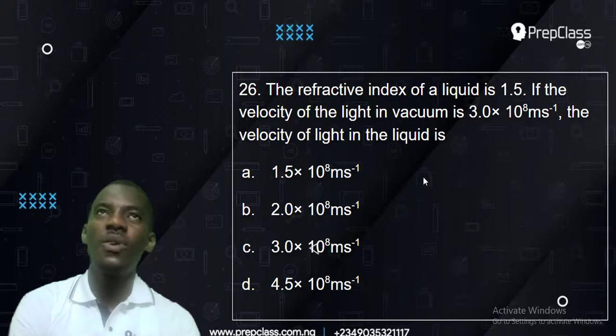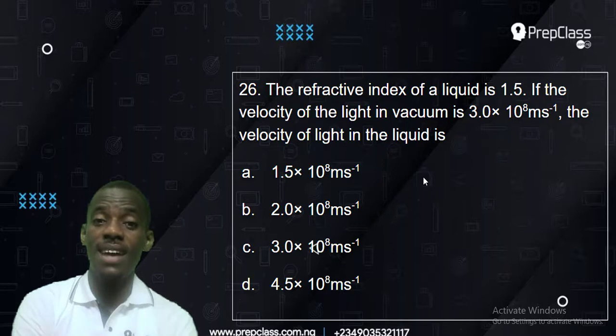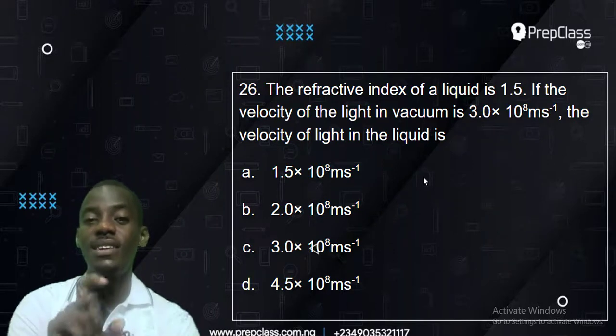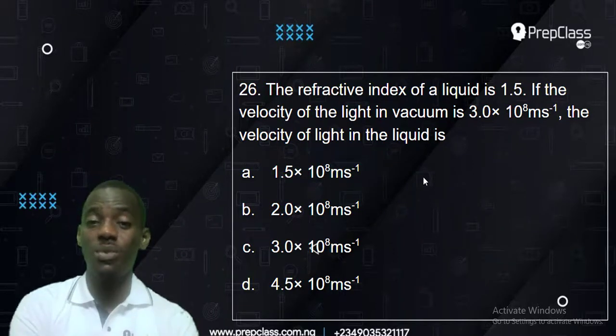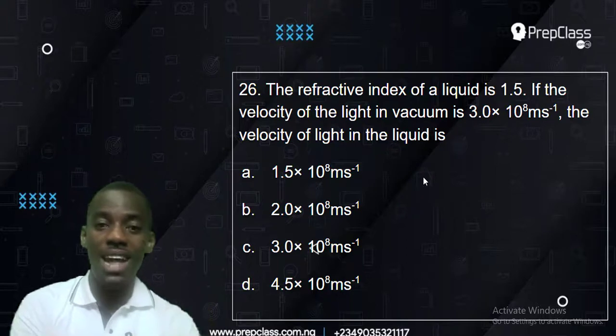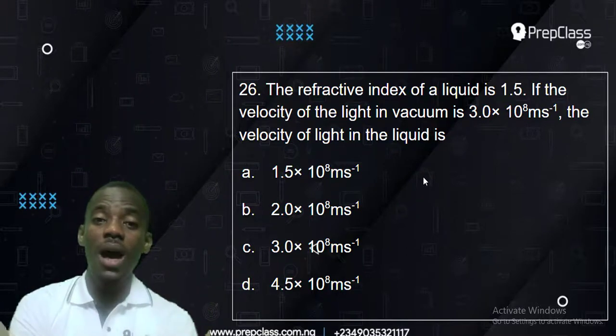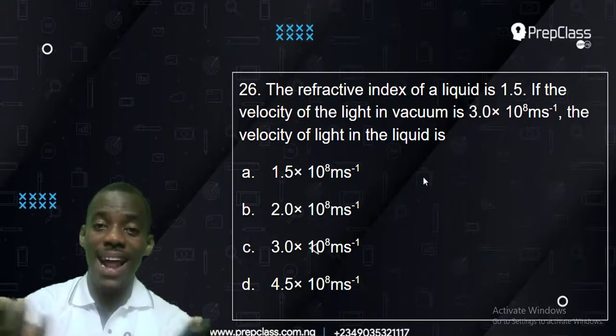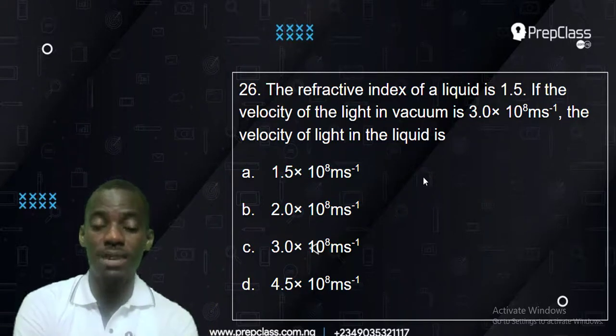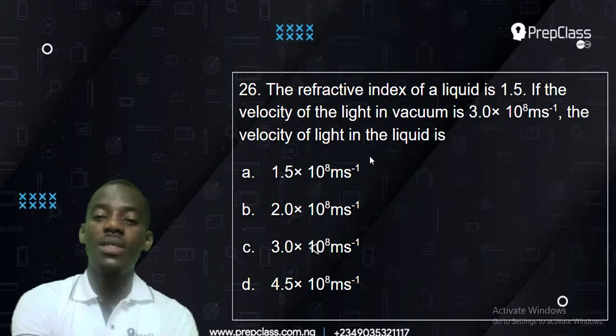Refraction. Now you know from refraction we've learned about Snell's law that says that the sine of the incident angle over the sine of the refractive angle is the refractive index. That's what Snell's law said, that the incident angle and the refractive angle are directly proportional. So let's check out the formula to use.